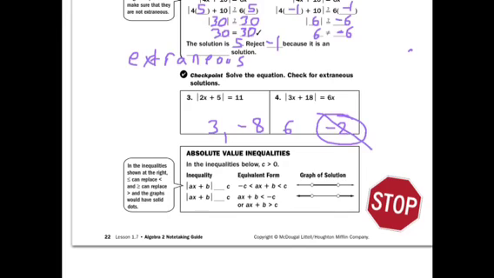Okay, absolute value inequalities. Remember the whole Pac-Man thing? All right. Let's see. The whole Pac-Man thing. We got Pac-Man here. We color him in, right?